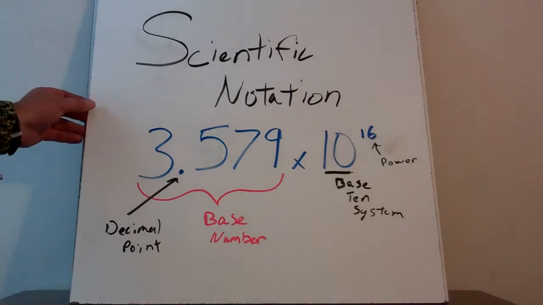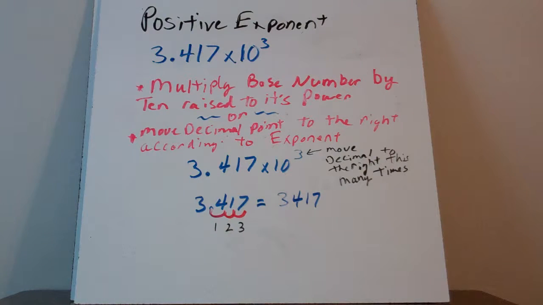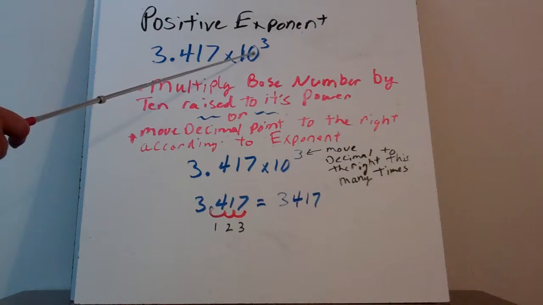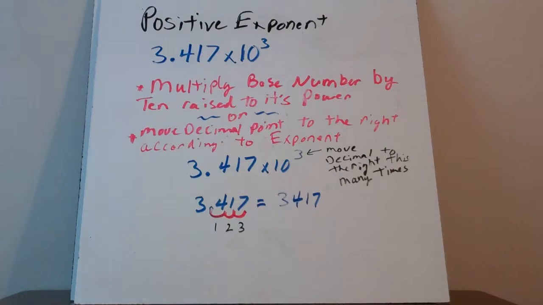Okay? So let's talk about some positive exponents, like this one that we just looked at. And we have this number up here, 3.417 times 10 to the third. Now, how do we write that out in expanded form, or standard form I should say, so it doesn't have scientific notation? There's two ways to do it. We can take the base number here and multiply it by 10 raised to the third power, or in that case multiply it by 1000.